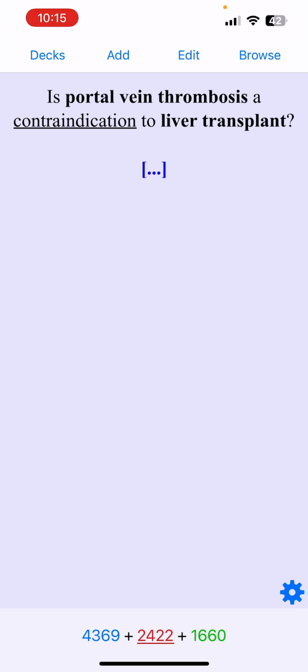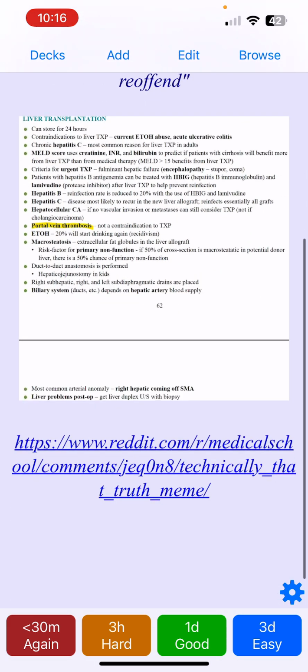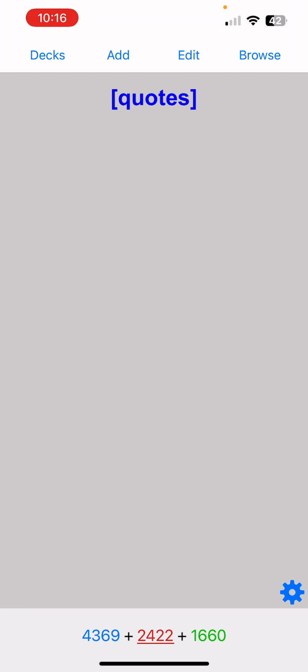Is portal vein thrombosis a contraindication to liver transplant? Yes. No? I'm not going to make a card on the ETOH plus 20% will start drinking again point here. Really? Recidivism just means tendency of a convicted criminal to reoffend. I don't get what you're saying. I really don't get it.